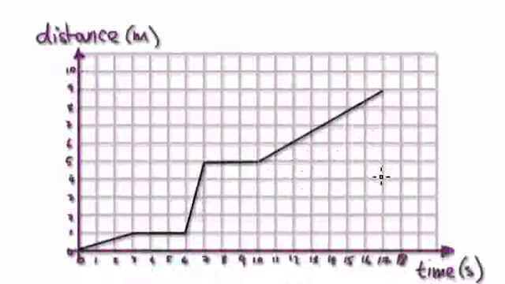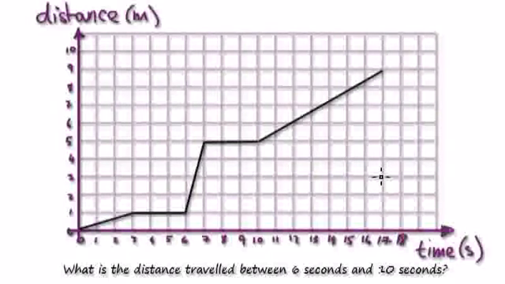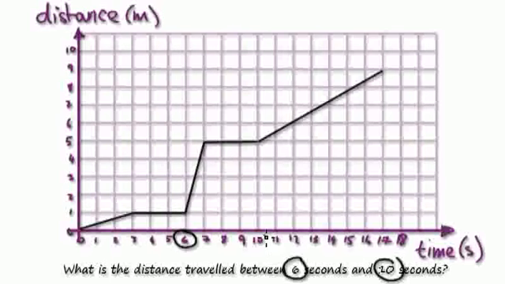Okay, let me give you guys some more practice. So given this distance time graph, work out the distance traveled between 6 seconds and 10 seconds. That's between 6 and 10 here. So work out the distance traveled between 6 seconds and 10 seconds.